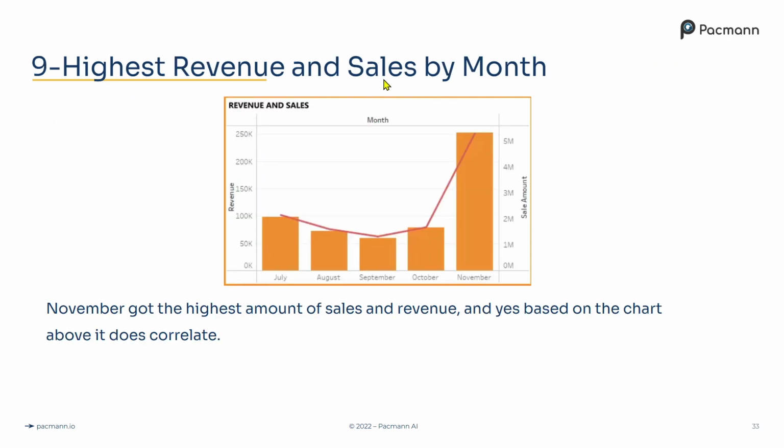The next one is the highest revenue and sales by month. From this chart, we can infer that November got the highest amount of sales and revenue, and yes, it does correlate: the revenue is shown by these bar charts and the sales amount is shown by this line chart.